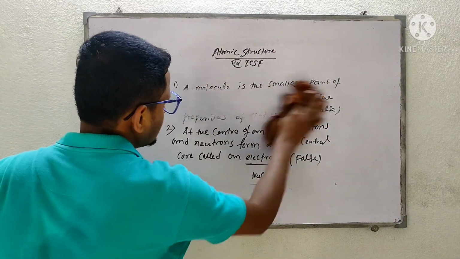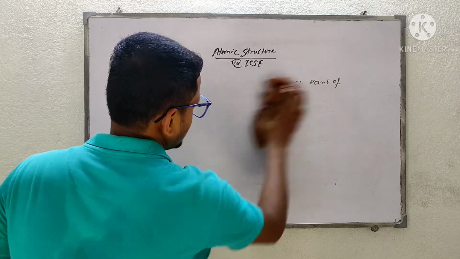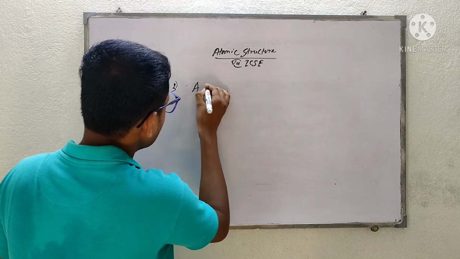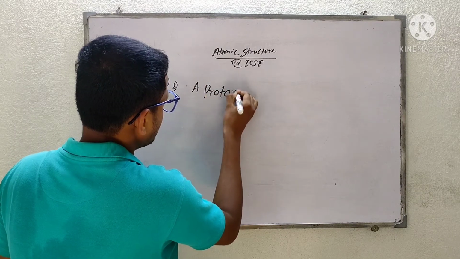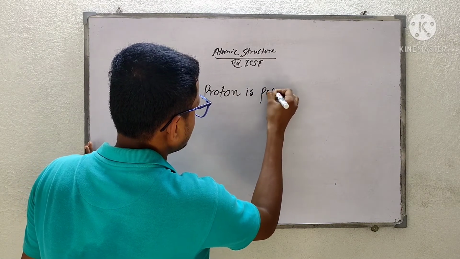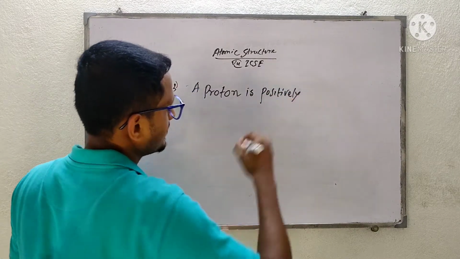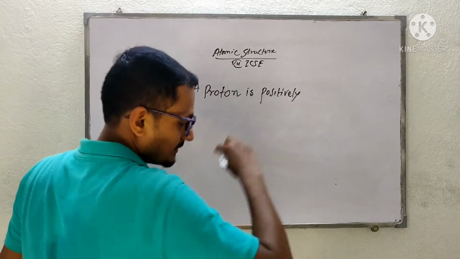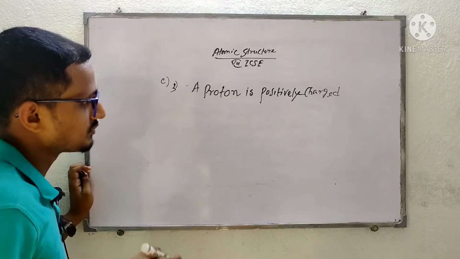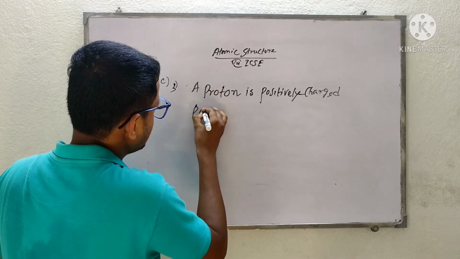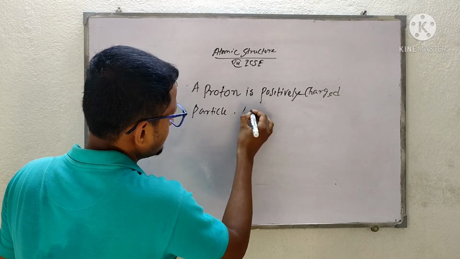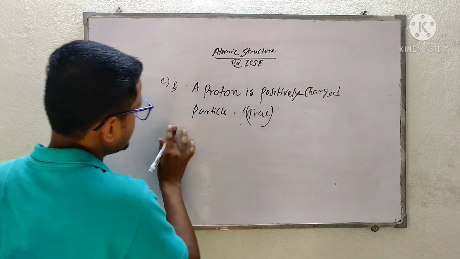Now number 3: a proton is a positively charged particle. Yes, it is definitely correct. It is true. A proton is a positively charged particle, we know.